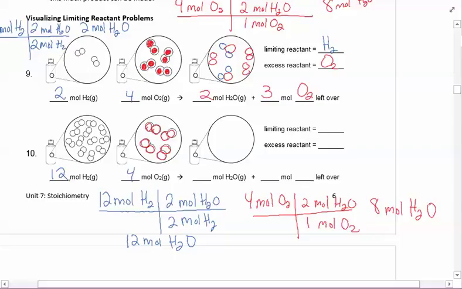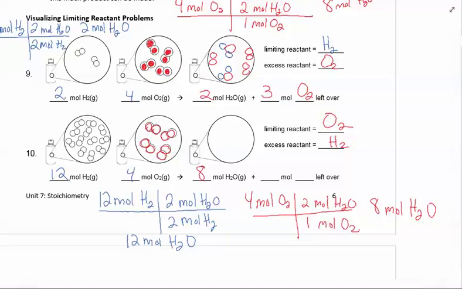Okay. Based on this information, the lesser amount, which in this case is what's produced by oxygen, O2 is going to be my limiting reactant, and H2 is going to be in excess. So we're going to be able to produce 8 moles of water.